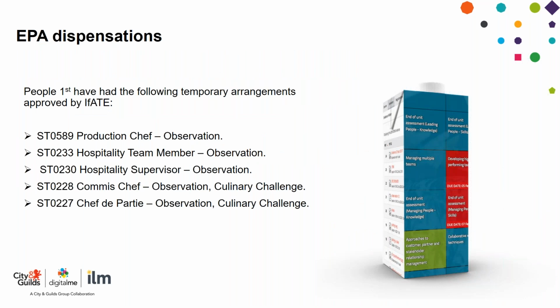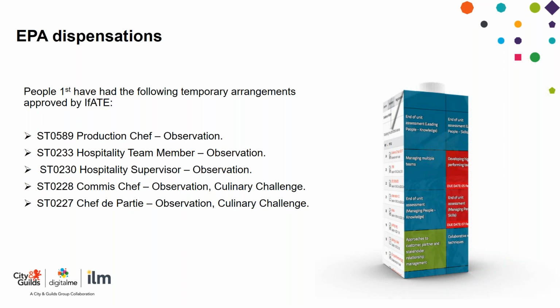So just to confirm, dispensations are available across all of the hospitality standards which we provide EPA for. For all standards, the practical observation has now been replaced with a number of pieces of evidence which we'll ask you, the provider, to give us. The evidence will be assessed by the independent endpoint assessor, and then a question and answer session will be undertaken with the apprentice to discuss this evidence. That will then finalise the observation, and a grade will then be awarded by the independent endpoint assessor.